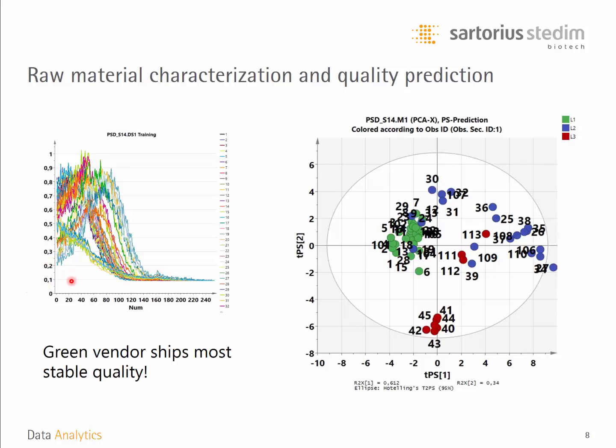On this little plot, we see some spectra that are representing particle size distribution curves for different vendors to a pharmaceutical company. And as a result of analyzing the particle size distribution curves, we very rapidly find out that the green supplier is the preferred one, because that supplier is shipping the most stable raw material quality across the 2-year time span that this investigation campaign was encompassing.